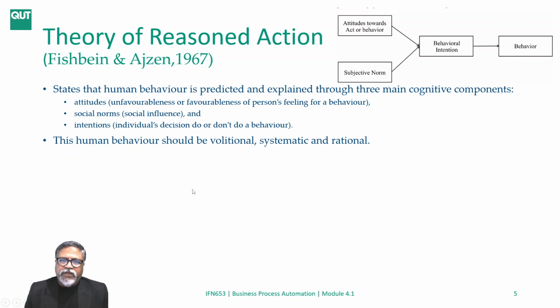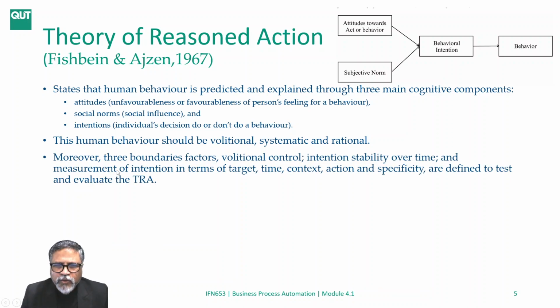So human behavior should be volitional, systematic, and rational, right? So human behavior can be broken into three elements. Moreover, three boundary factors, which are volitional control, the intentional stability over time, and measurement of intention in terms of target, time, context, action, and specificity, are defined to test and evaluate the TRA. So some people will adopt early, some people will take late, some people will watch and learn and adopt, some people will show a behavior of more risk taker, etc.